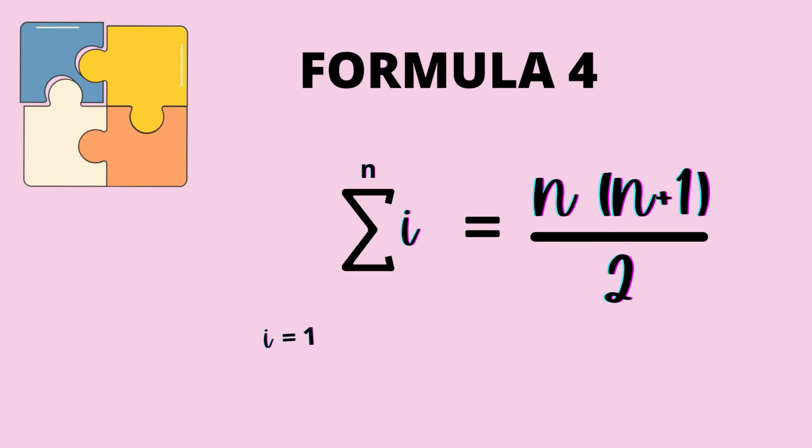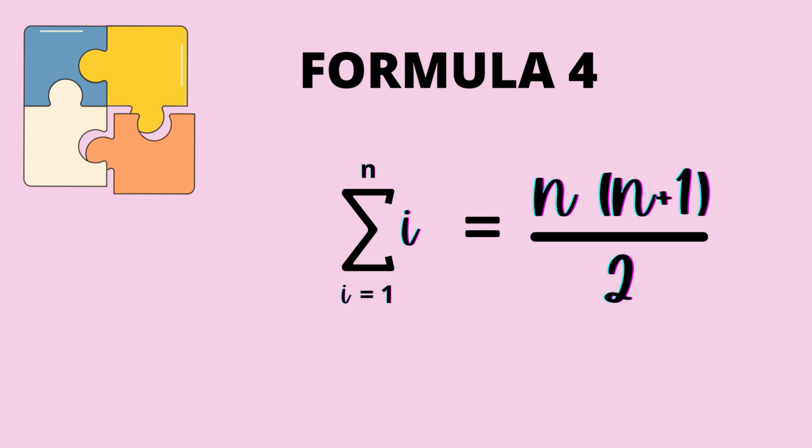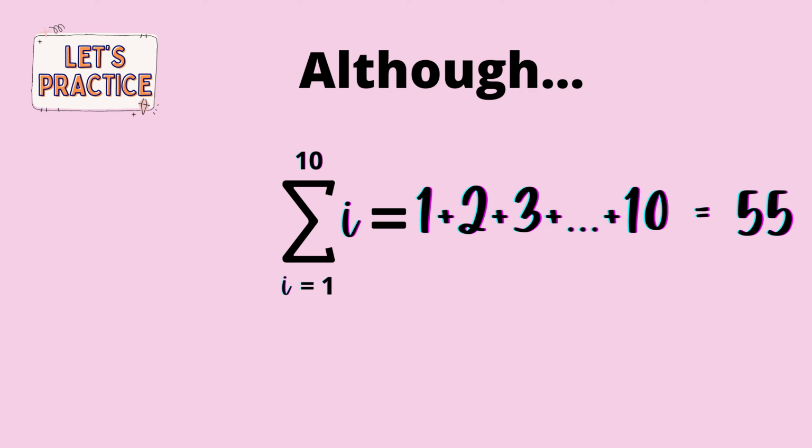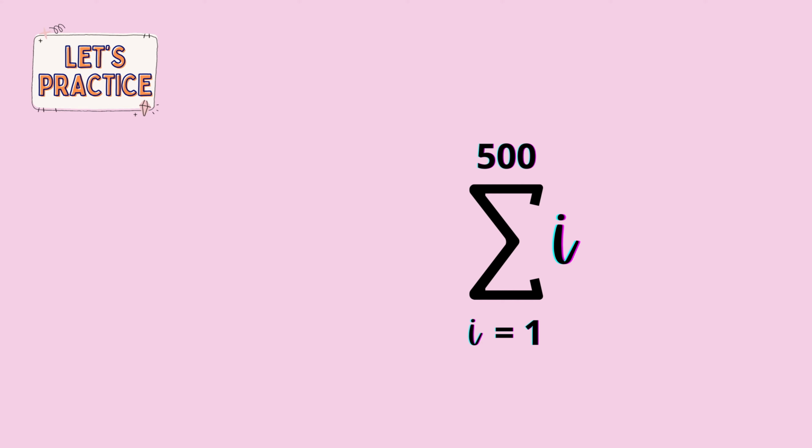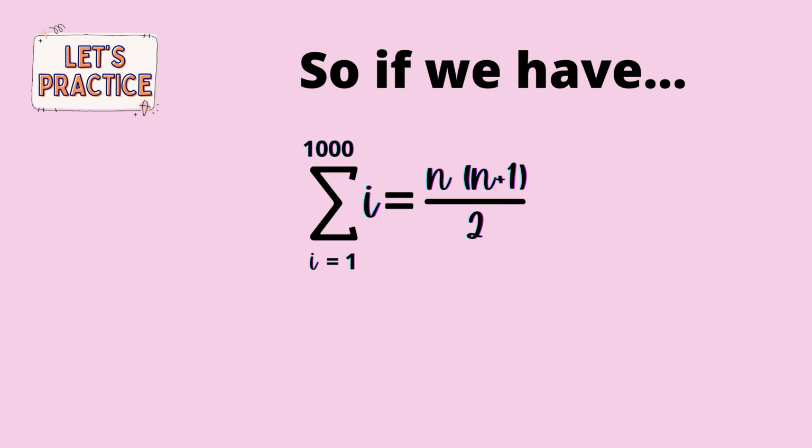Next formula allows us to add all the numbers from 1 to n, without really adding them. Instead, we use this formula. Although we can easily add numbers from 1 to 10, just by manually adding them by counting, which is 55, but what if we are asked to do so with 1 to 100? Or 1 to 500? Or even 1 to 1000? That is when the formula would be very helpful.